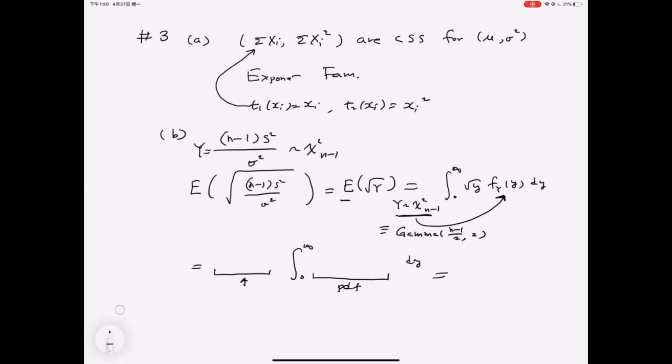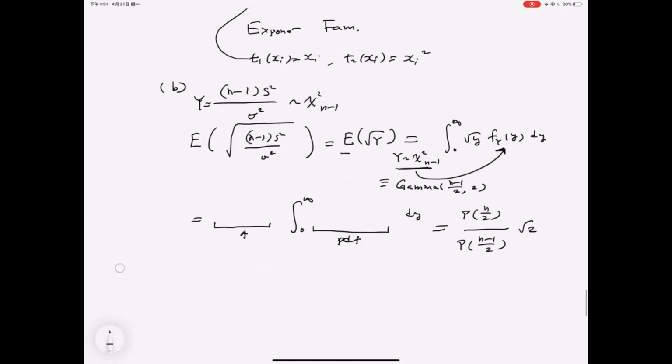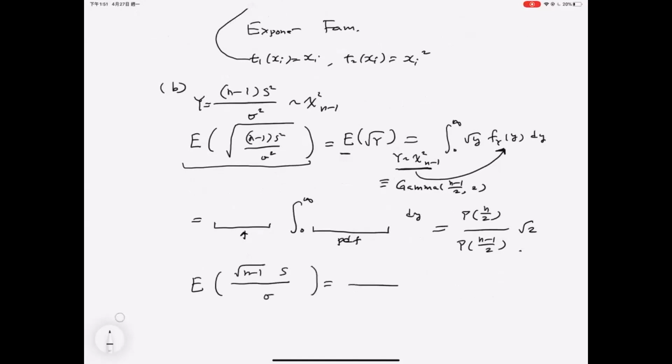Then eventually you can get the answer. Let me pull it out: it's gamma of n divided by 2, over gamma of (n minus 1) divided by 2, times the square root of 2. That is a constant, so you can simplify the expectation: the square root of n minus 1 times S divided by sigma equals gamma n over 2 over gamma (n minus 1) over 2 times square root of 2.